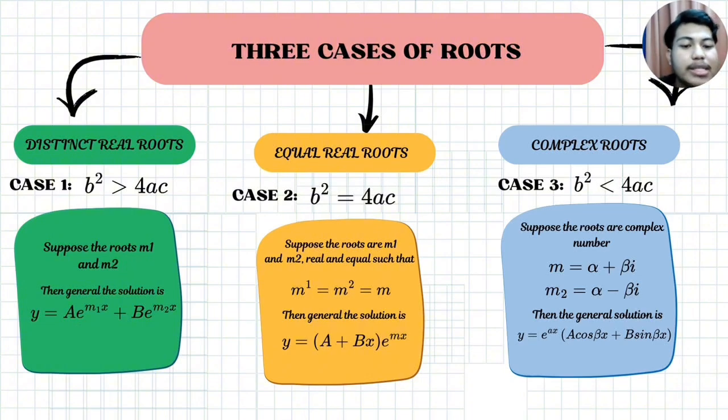The third case is complex roots. Complex roots occur when the discriminant is less than 0 and the roots are complex. The general solution will be y equals e power of alpha x times (A cos beta x plus B sin beta x), where alpha is the real part and beta is the imaginary part of the roots.